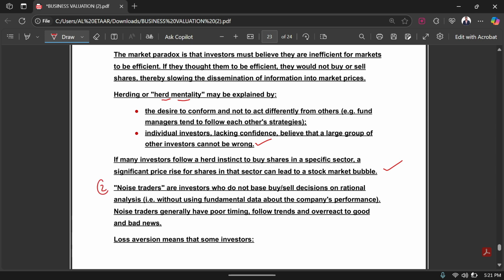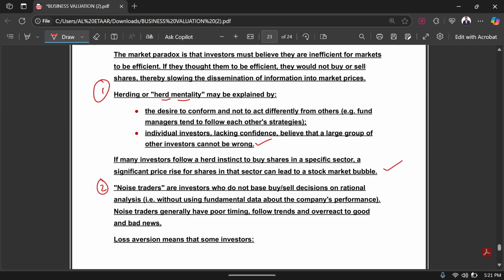Then we have the second type. So the first one is what we call the herding or the herd mentality. The second one is what we call the noise traders. So noise traders are investors who do not base buy and sell decisions on rational analysis, without using fundamental data about the company's performance. Noise traders generally have poor timing, follow trends, and overreact to good and bad news.